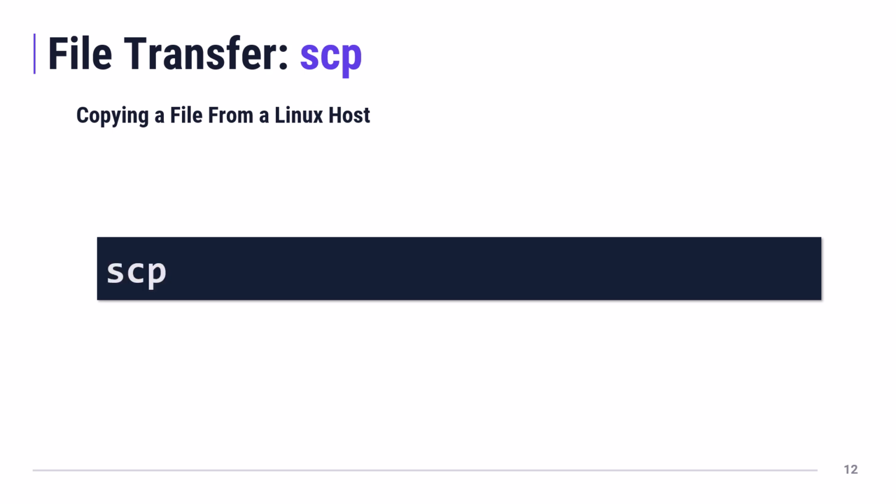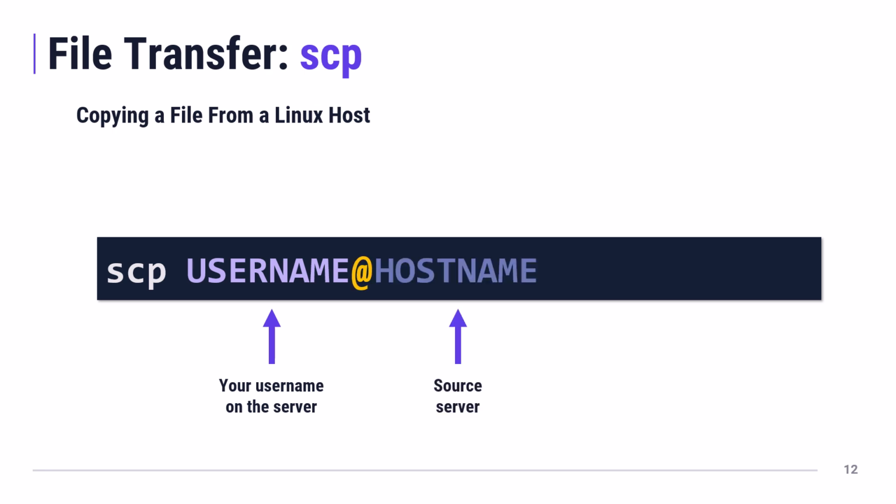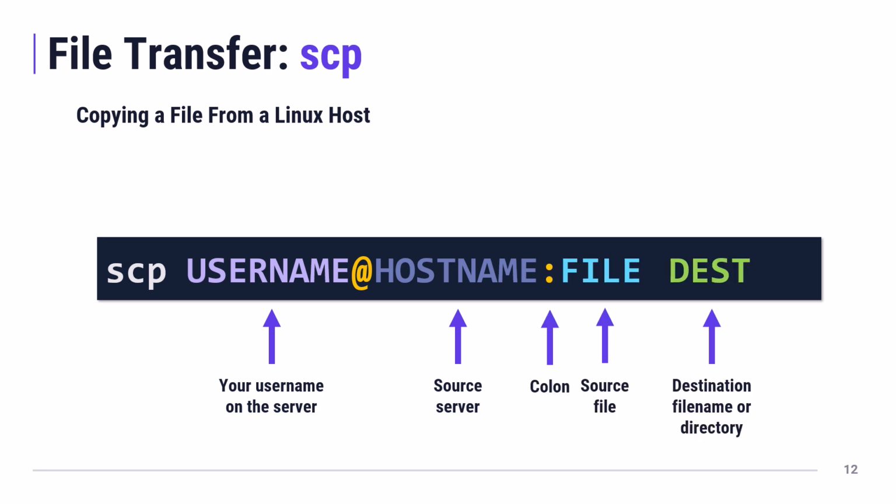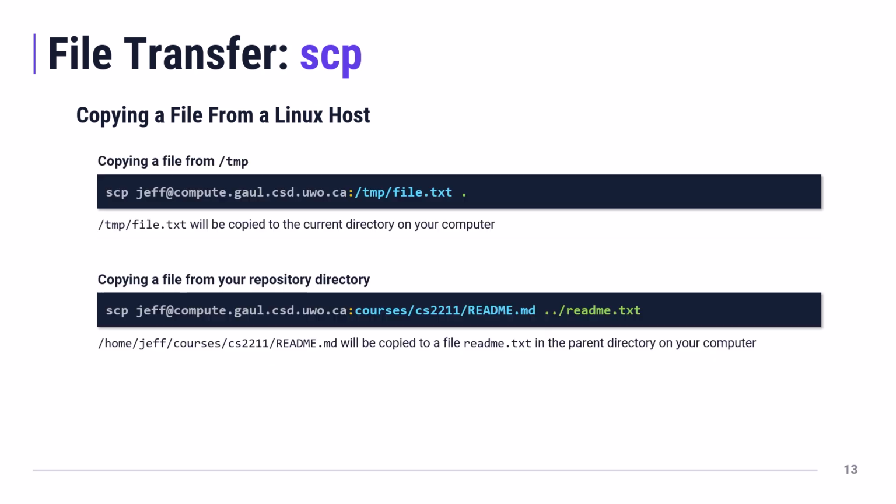So it's going to be scp, whatever your username is on the server, at the server name, compute.gall, colon, whatever file you want to download, and then where you want to download it to. So a couple of examples here. If there was a file.txt within /temp on the server and I wanted to download it to the current directory, you'll remember that we said that dot is a special reference to the current directory. So it will copy file.txt into the current directory on my computer.